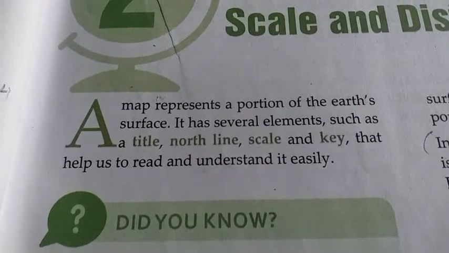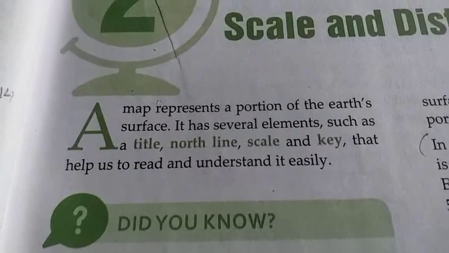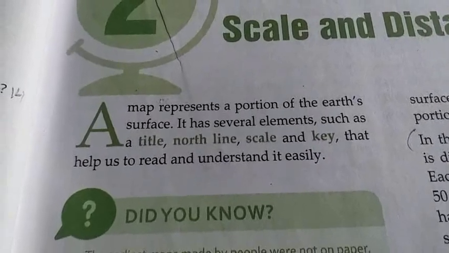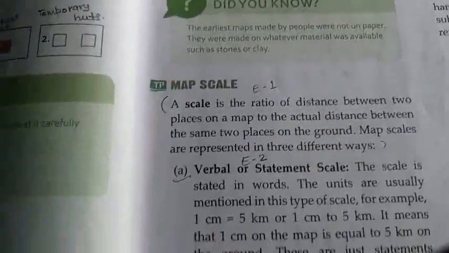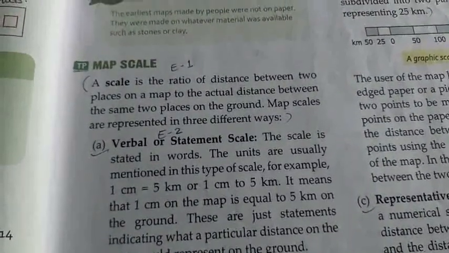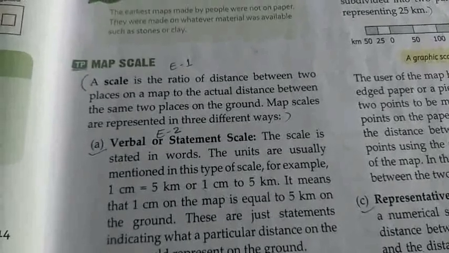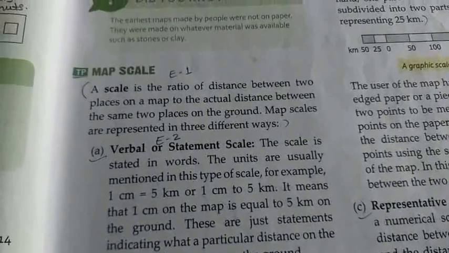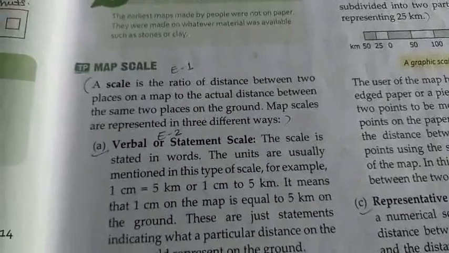It has several elements such as a title, north line, scale and key that help us to read and understand it easily. What is a map scale? A scale is the ratio of distance between two places on a map and the actual distance between the same two places on the ground.